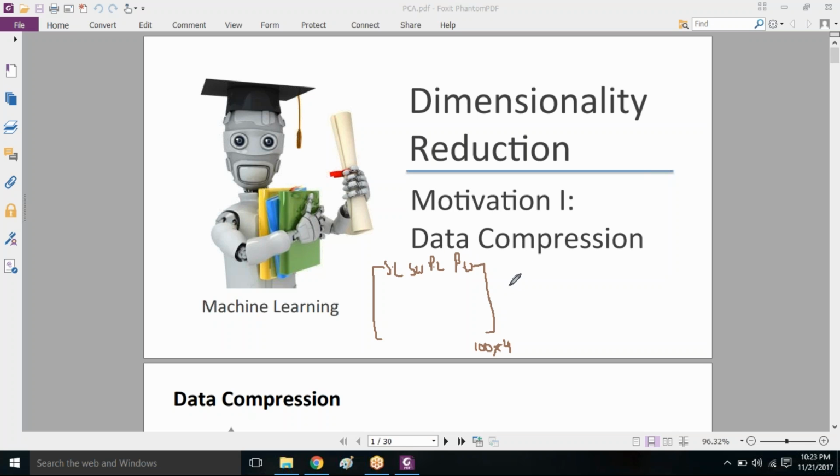So what does PCA say? PCA is a dimensionality reduction technique. It says, can we reduce the dimension from 100 into 4 to, let us say, 100 into 2?